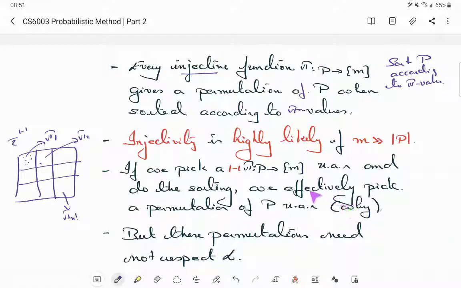One way to verify this is to verify it locally. Consider two permutations, say pi 1 and pi 2, which only differ by a swap.